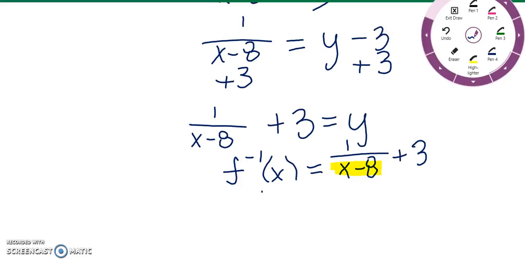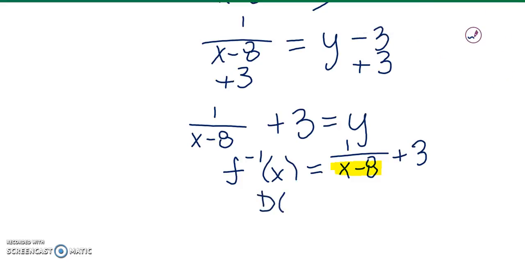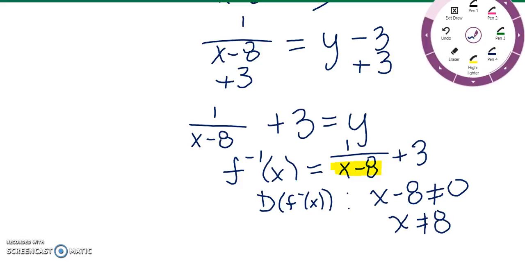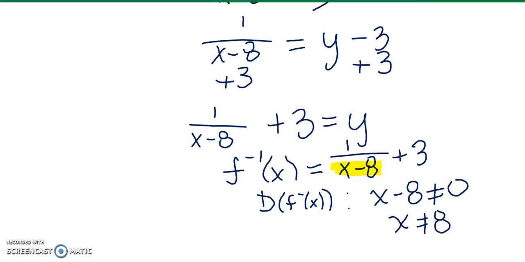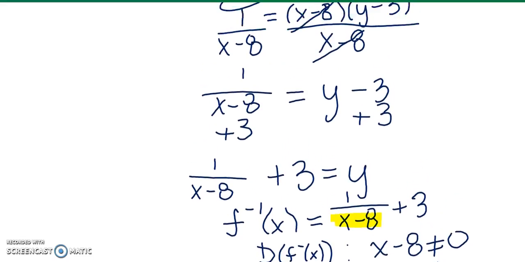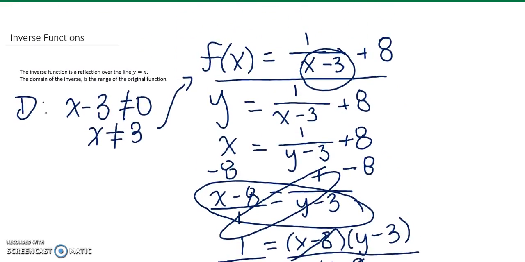Therefore, our domain for f inverse of x: x minus 8, our denominator, cannot equal 0. Adding 8 to both sides, x cannot equal 8. Looking back up top, we can see that the domain of our inverse will be the range of our original function.